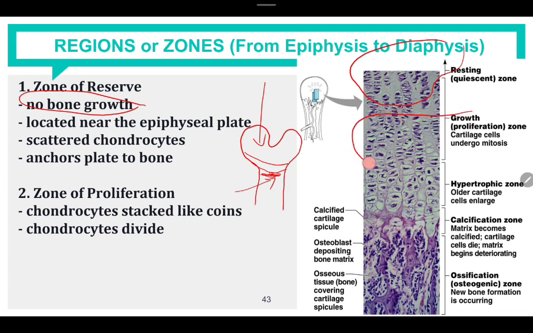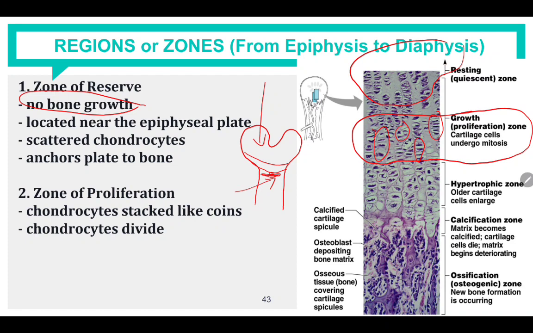Okay. The zone of proliferation guys, the chondrocytes are stacked like coins. Okay? So, this is the zone of proliferation or the growth zone. Okay? So, makita nyo, the chondrocytes are stacked like coins. No? Yan, para silang mga piso-piso nag-stack together. So, basta pag malapit sa epiphyseal plate, that is your zone of reserve. If you observe stack of coins na mga chondrocyte, those are your zone of proliferation. Bakit sir? Bakit stack of coins? Because this is the place to which cartilage cells undergo mitosis.